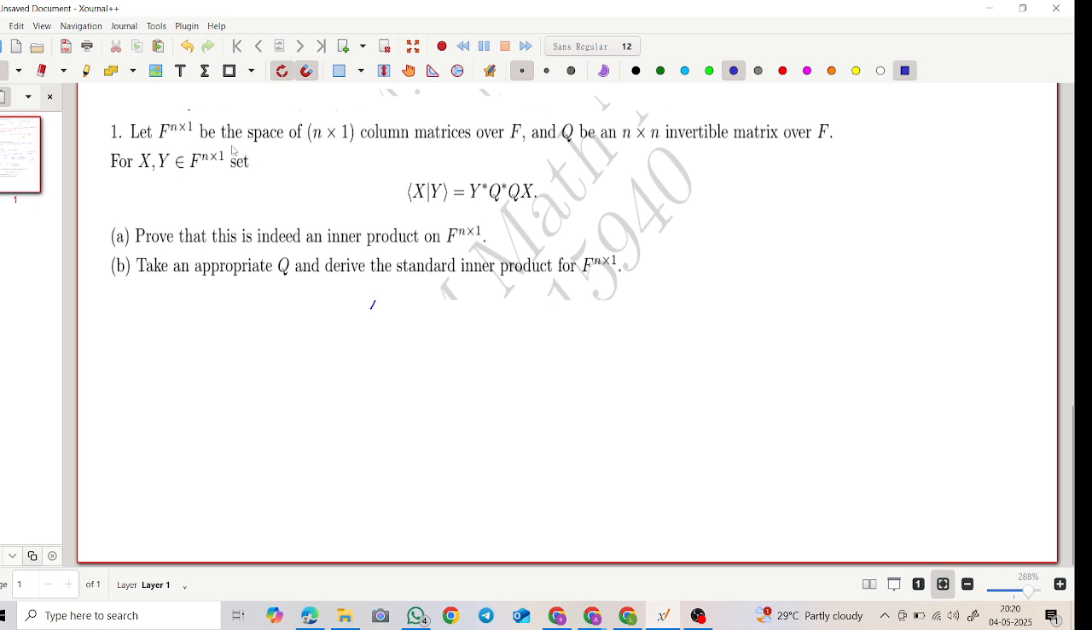So, if the space of column matrices over F, so basically F to the power n, and Q is an n cross n invertible matrix over F, they are asking us to show that this is an inner product on F to the power n.